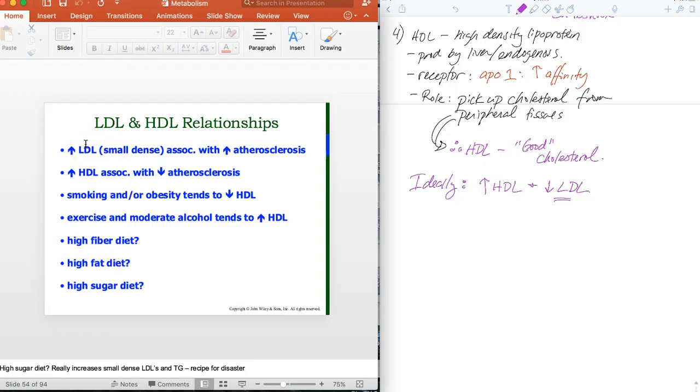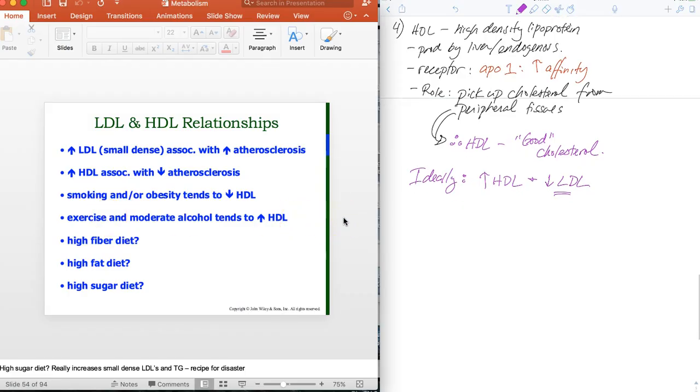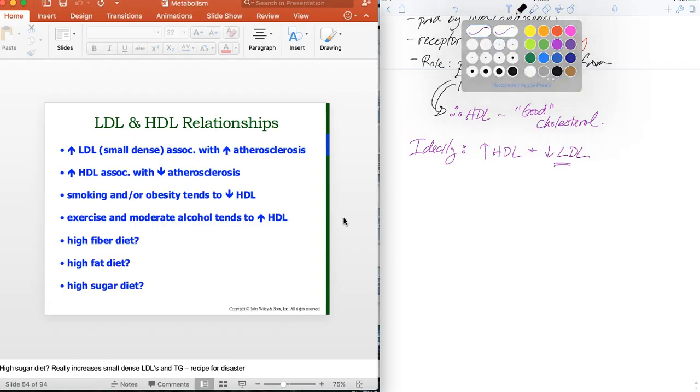And just some associations, right? Why is LDL considered bad cholesterol? Because it's correlating with atherosclerosis. HDL would correlate with less atherosclerosis, okay? And some other trends here, right? If you do some bad things like smoking and obesity, HDL tends to go down. Exercise and moderate alcohol, now this is actually being debated, but exercise has not been debated. High HDL, okay? And then what about some of these other things that can happen?